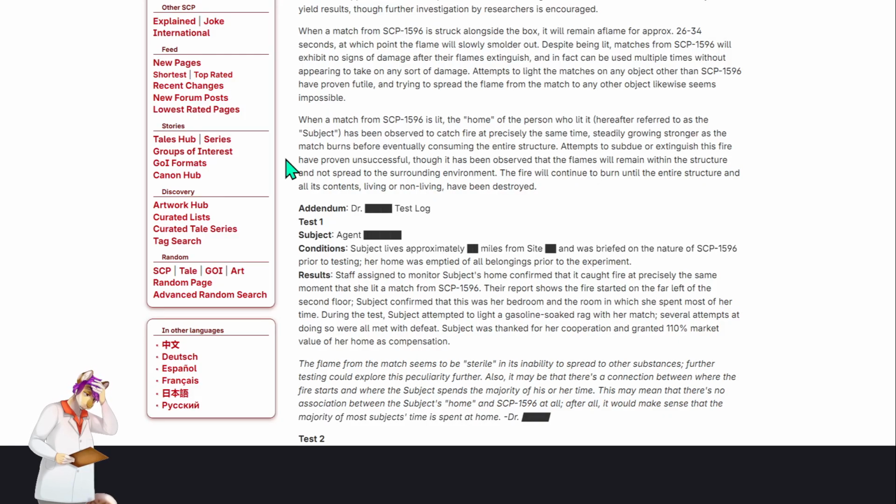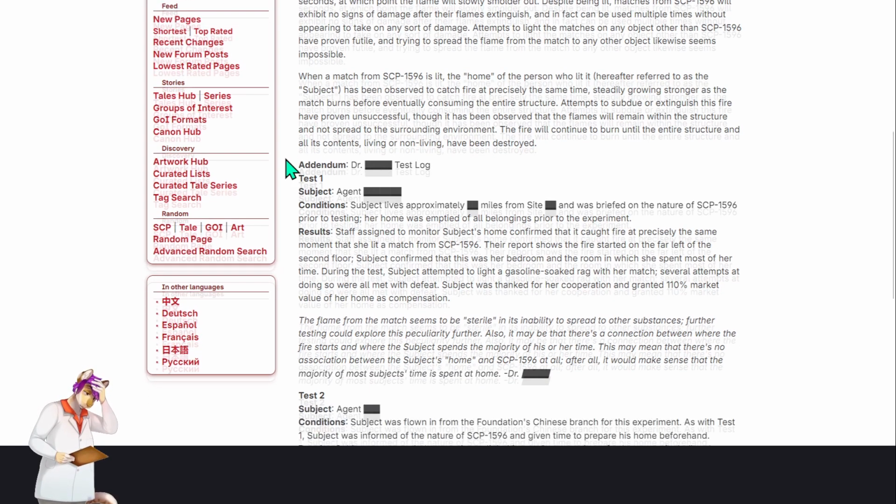Despite being lit, the matches will exhibit no signs of damage after the flames extinguish, and in fact can be used multiple times without appearing to take any sort of damage. Attempts to light the matches on any object other than 1596 have proven futile, and trying to spread the flames from the match to any other object likewise seems impossible.